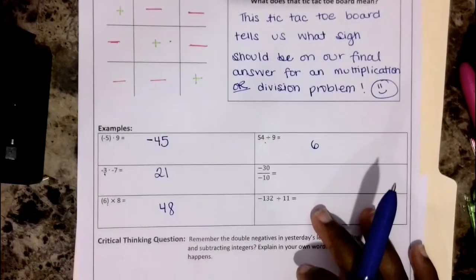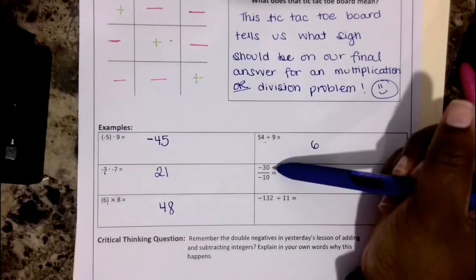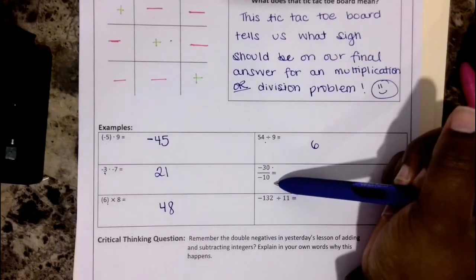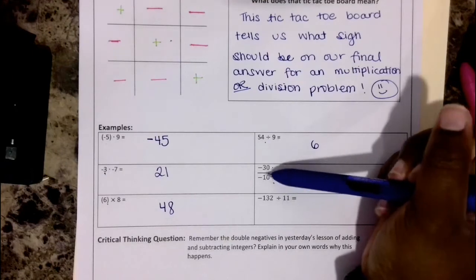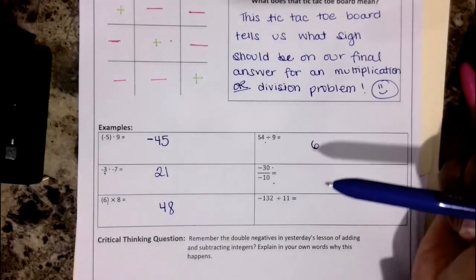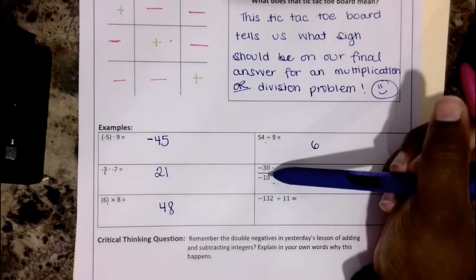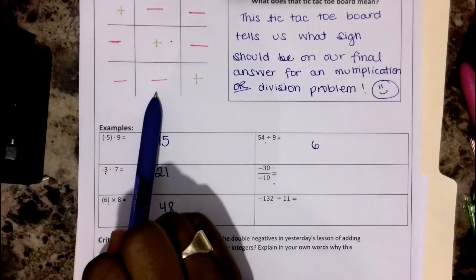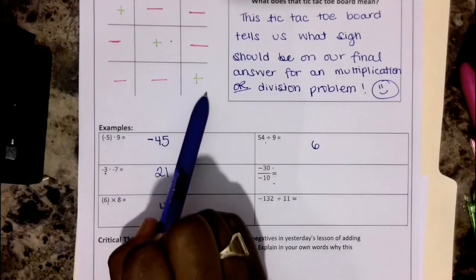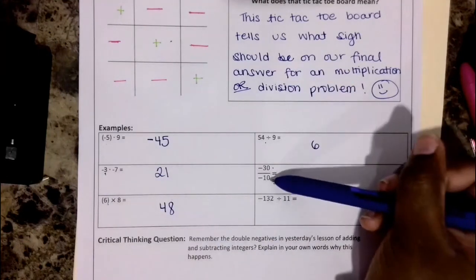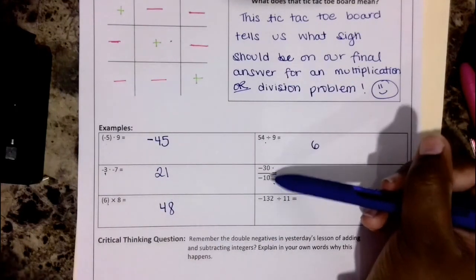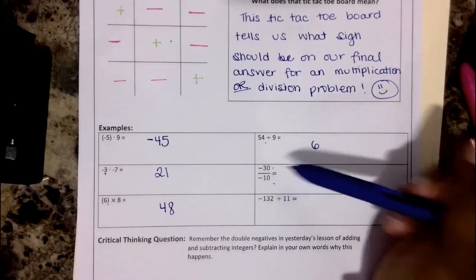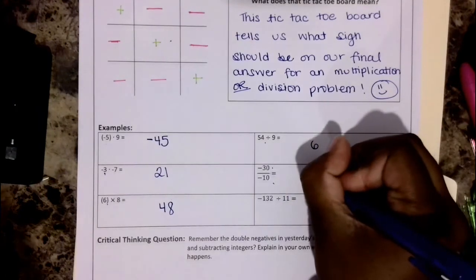Our next one is -30 divided by -10. Yes, this fraction line means division. So I know that a negative number divided by a negative number will give me a positive answer. So -30 divided by -10 will give me an answer of +3.